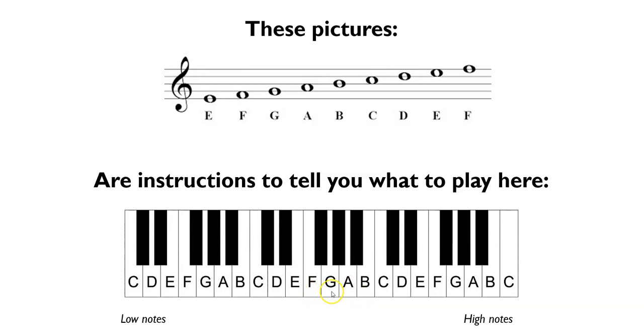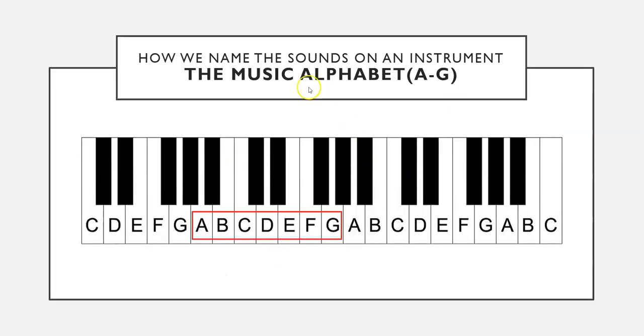So if you don't play the piano, that's okay. But let's use the piano today to learn about the music alphabet and to learn about these treble lines and spaces. Okay, cool. So how do we name the sounds on an instrument?